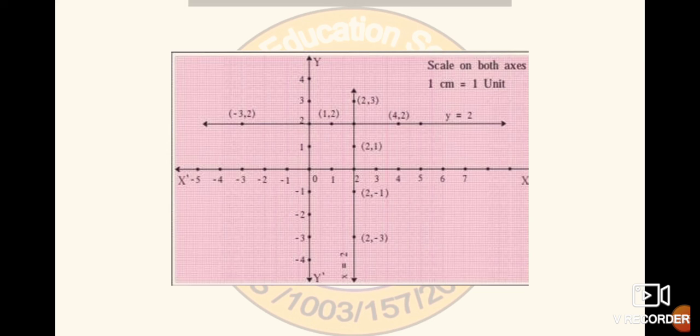In this way, what is the conclusion for this graph? If the x coordinate is the same, the line will be parallel to the y-axis, and if the y coordinate is the same, then the line will be parallel to the x-axis, and the lines will pass through the points which are common between them.